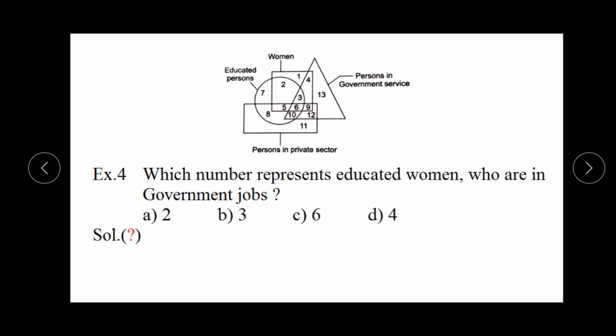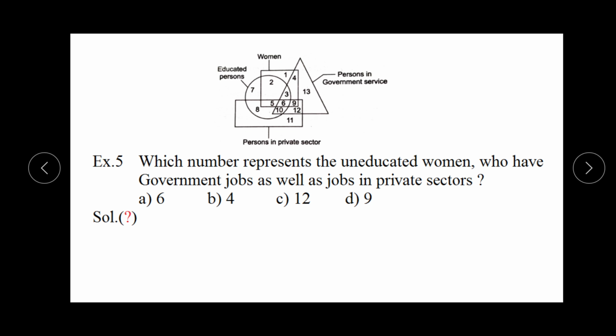So here the 3 is the portion in which there are women, educated persons, and government service also. So it means the second option is the correct option.